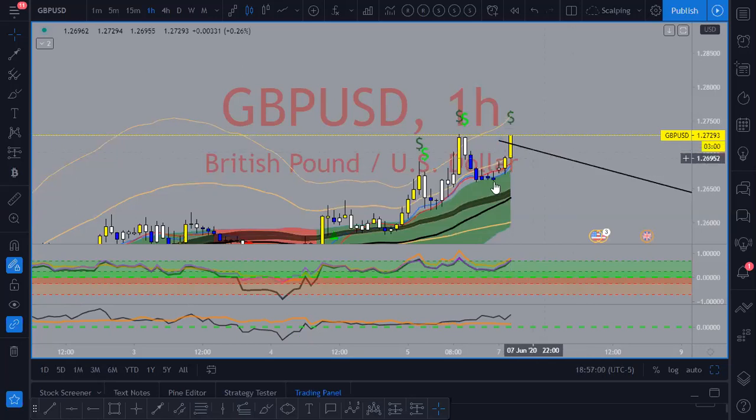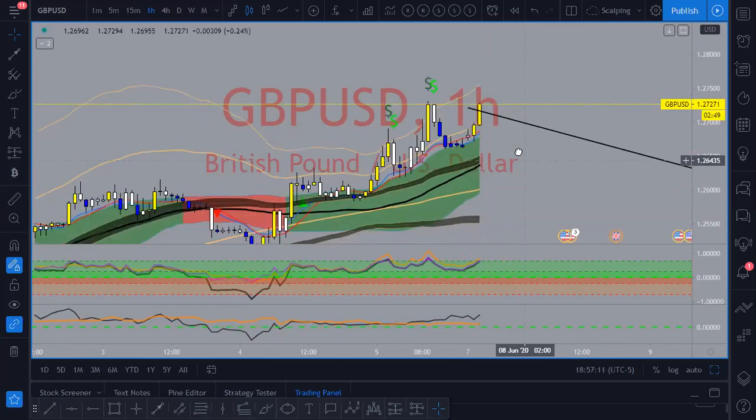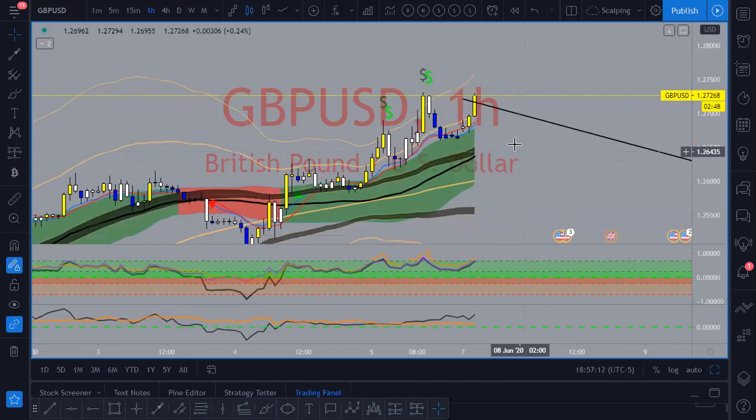But I think it could definitely probably go up there. That's right above my stop loss, and I put my stop loss up there for a reason, right? Because if it does get hit, then it's probably just going to keep going higher.